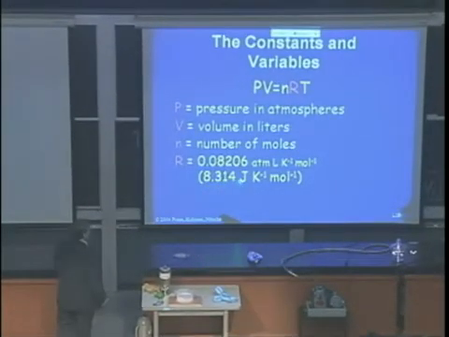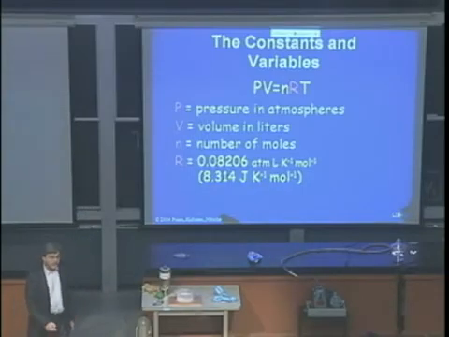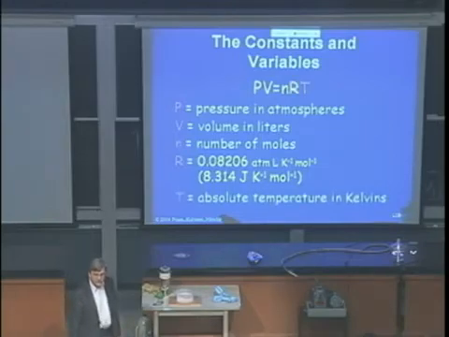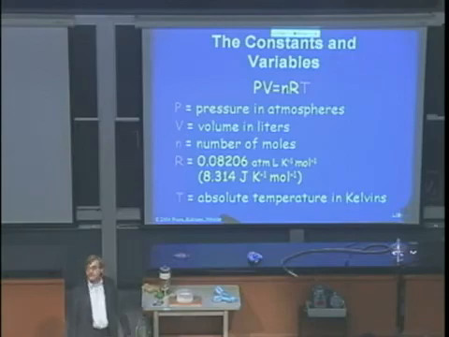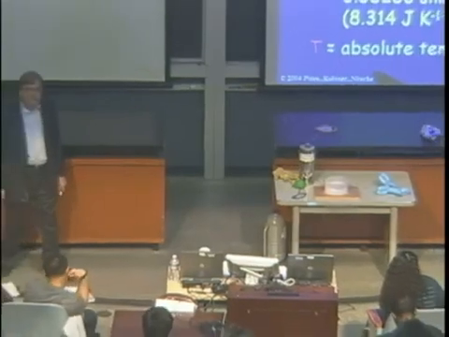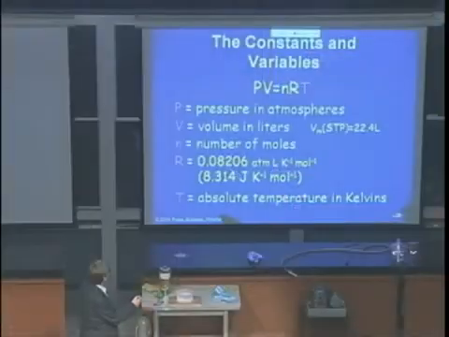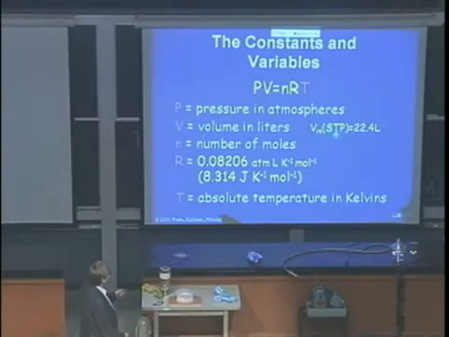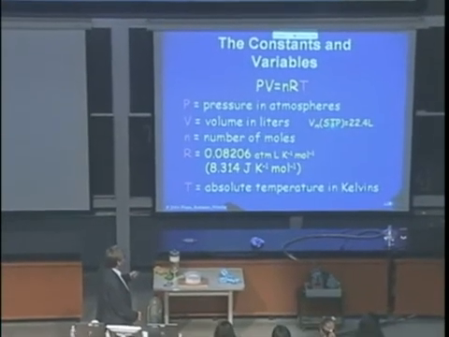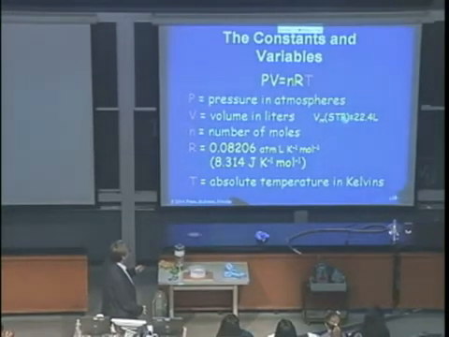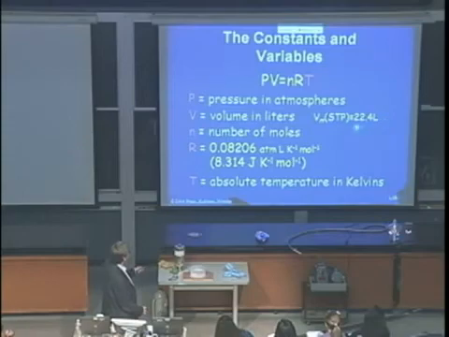Or 8.314 joules per Kelvin per mole. That's also what you can use. You need to use the correct one. And then T is the temperature, and it's the absolute temperature in kelvins. If I give you Celsius, you have to recalculate it into Kelvin, and you know now how to do this. You add 273.15, okay? And the volume in liters is at standard temperature and pressure. And the standard temperature is 0 degrees Celsius, or 273.15 Kelvin.